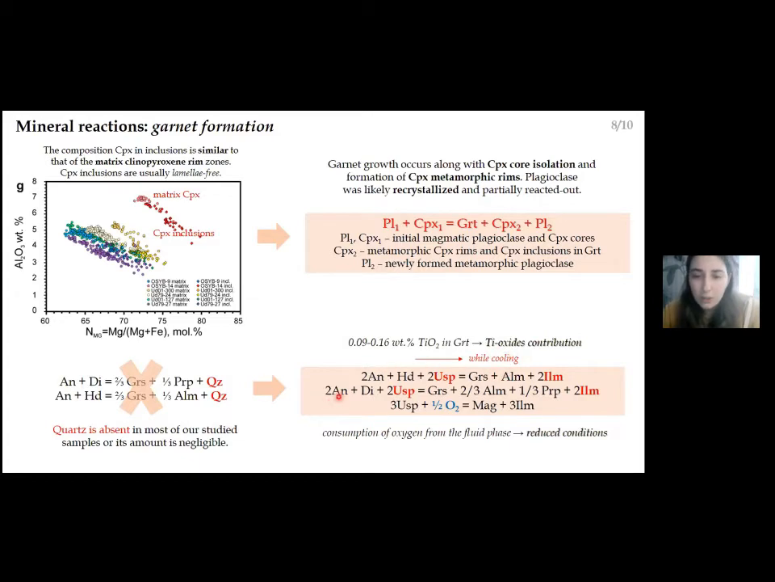All of this reaction shifts to the right while cooling occurs. And this titanium oxide contribution is also supported by elevated titanium content in garnets. This reaction is really interesting because it implies the consumption of oxygen from the fluid phase if it exists. So this reaction could explain the reduced condition we observed by modeling.